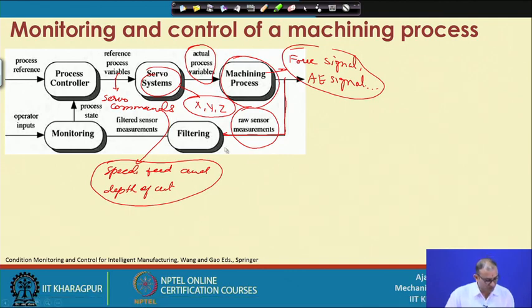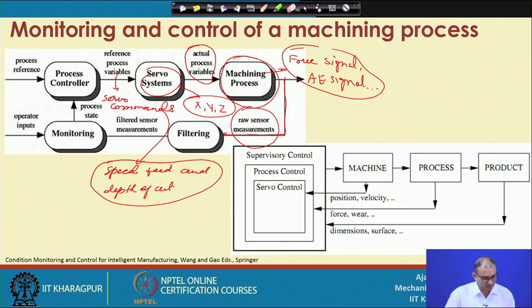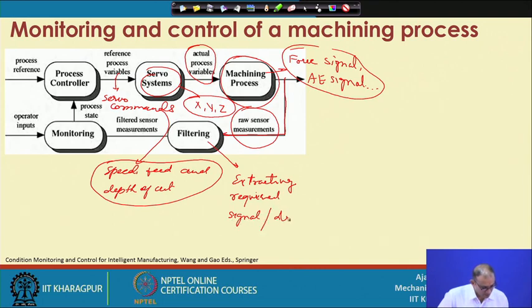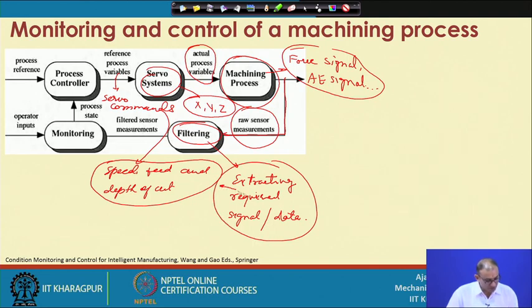Then what you have to do, you have to filter. So, here what is that filter part? In filtering, you are actually removing the unwanted data, or you are actually extracting the required signal or data, right. So, that is by which you can do filtering. So, you are actually now extracting only those things which are important to you, and then filtered sensor data will go to the monitoring system.